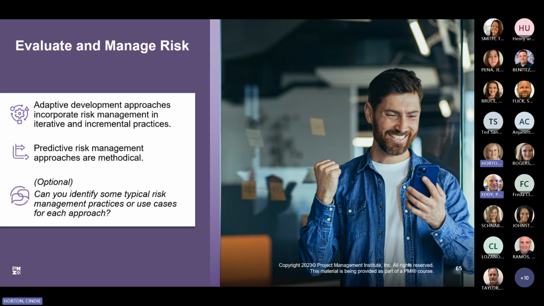So let's do a little bit of a discussion here. Before we go on, can you identify some typical risk management practices or use cases for each approach, adaptive approach or predictive approach? Has anybody got any ideas that they'd like to share or put forth? Can you identify some typical risk management practices?